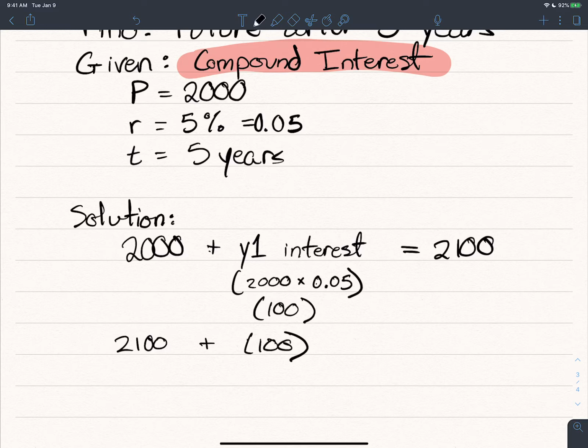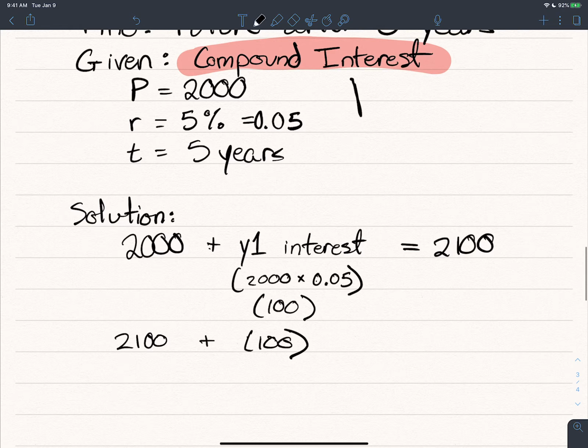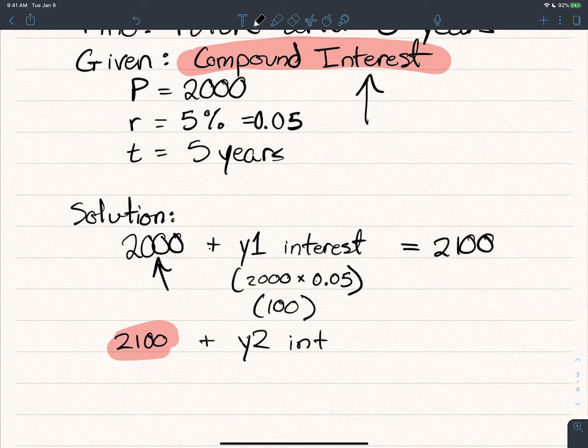But Tanae says, no, sir, that's not how this works, because this is compound interest. This is not simple interest. You don't owe me 5% of that. What does Afia owe you 5% of? 2,100. She owes you 5% of 2,100. So we can't do a simple $100, which is 5% of 2,000.